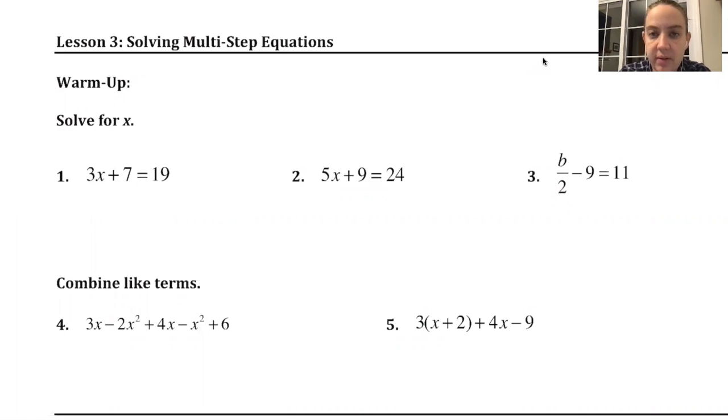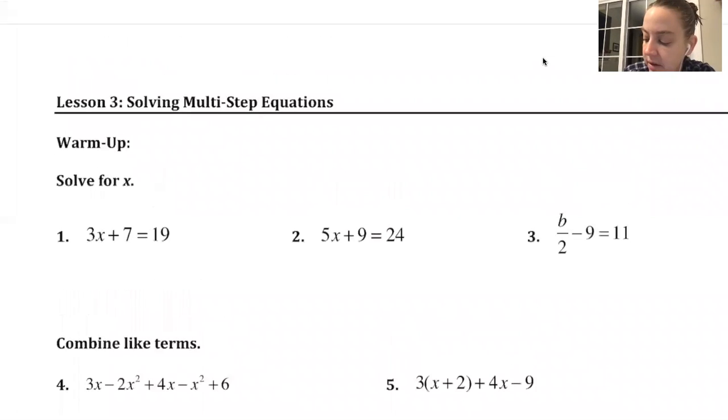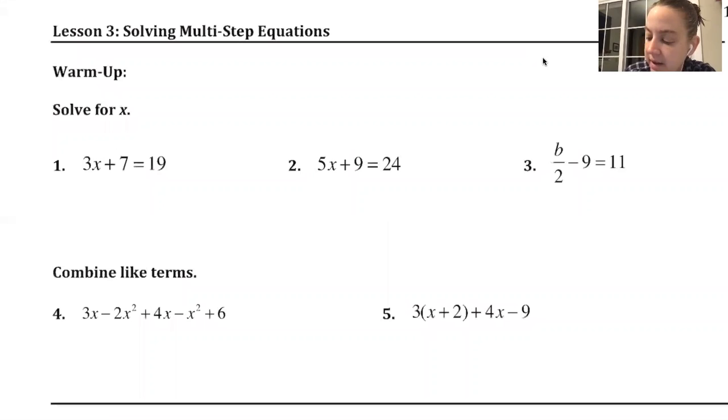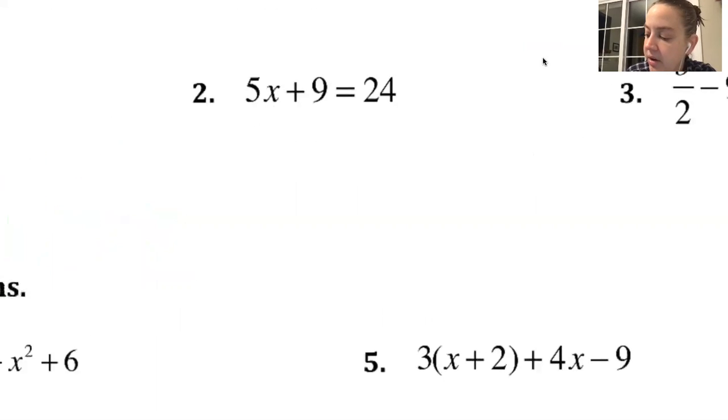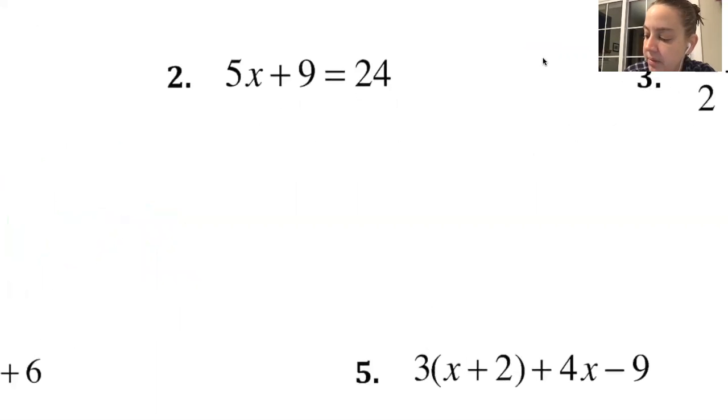For number one, we have a two-step equation. In order to solve for x, we need to subtract 7 on both sides. So 3x is equal to 12, and then divide both sides by 3. So x is equal to 4. It's really important that you write out your steps for these problems.